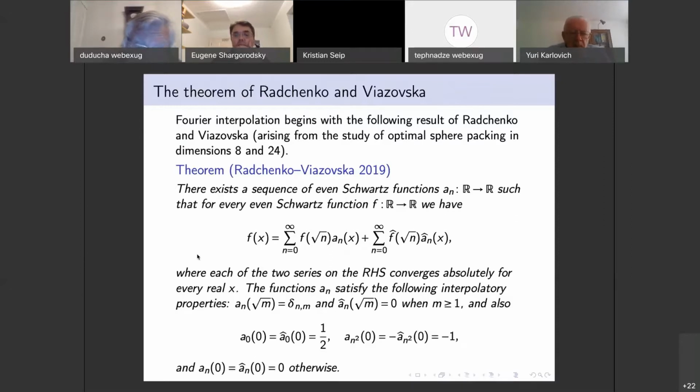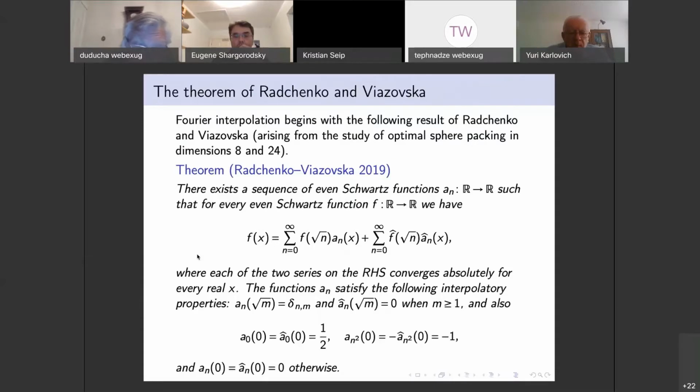sum of two series. In the first series we have the values f of square root n as the coefficients with respect to the sequence a_n, and in the other series we have the values of the Fourier transform f hat at the same points, square root n, and then we take the Fourier transform of the a_n. Both series converge absolutely for every real x, and the functions have interesting interpolatory properties.